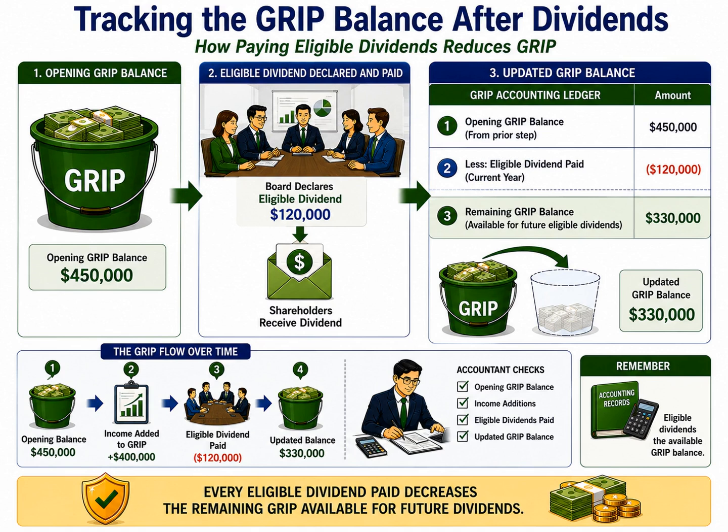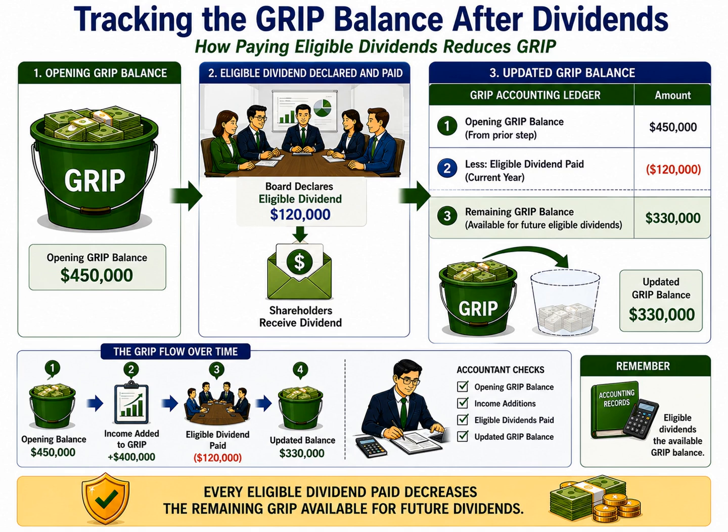Remember, GRIP is an accounting pool. Whenever an eligible dividend is designated and paid, the corporation uses part of its available GRIP balance. In effect, the corporation is transferring a portion of those tracked tax attributes to the shareholders along with the dividend.